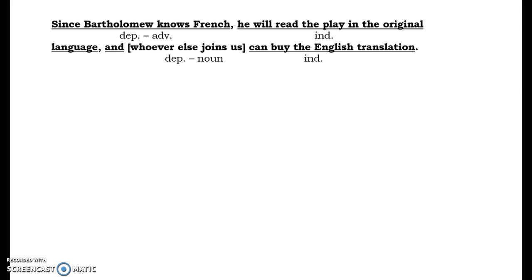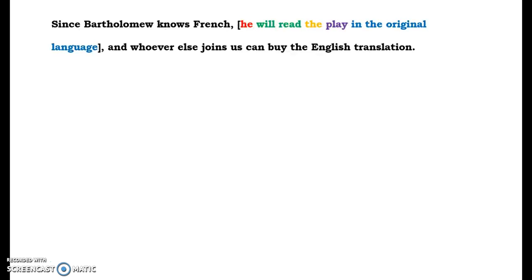And then we have a dependent noun clause inside of the next independent clause. So two independent clauses. The second is, and whoever else joins us can buy the English translation. And then there's a noun clause in there, whoever else joins us. And we see that that is a noun clause functioning as the subject of the second independent clause. Who can buy? Whoever else joins us can buy the English translation. And then now we have it broken up into its parts. Let's just take it part by part. So we'll take the first independent clause and we'll diagram that.